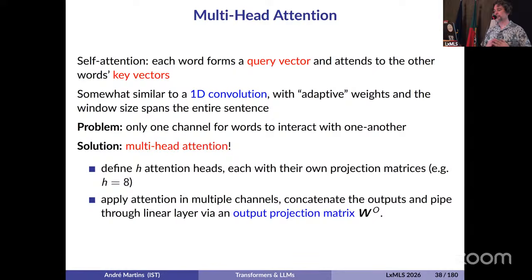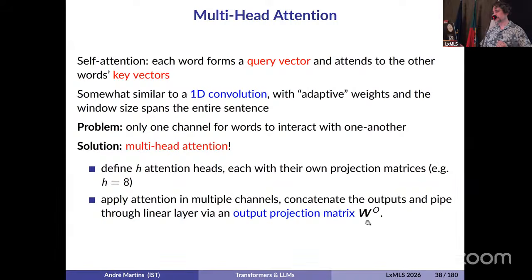Okay. So the solution to this is multi-head attention. Okay. This is attention with multiple channels. In the original Transformers paper, they used 8 attention heads. So I'm going to use H to denote the number of heads. There's going to be specific projection matrices for each head. And we just apply attention in parallel on the different channels. And then we need to combine everything together. This is done by concatenating the outputs of these different attention heads and then piping through a linear layer by introducing an output projection matrix called WO.